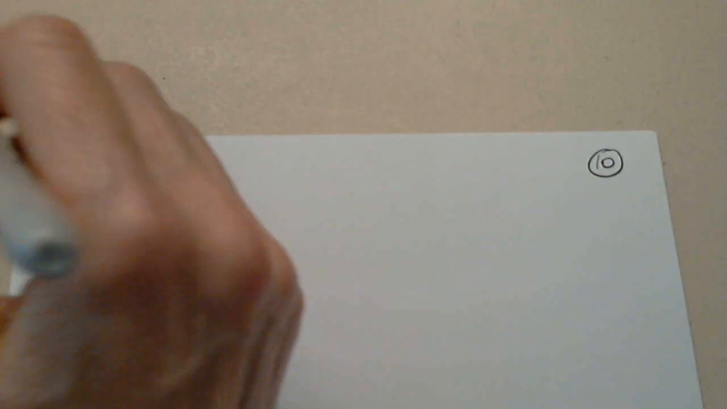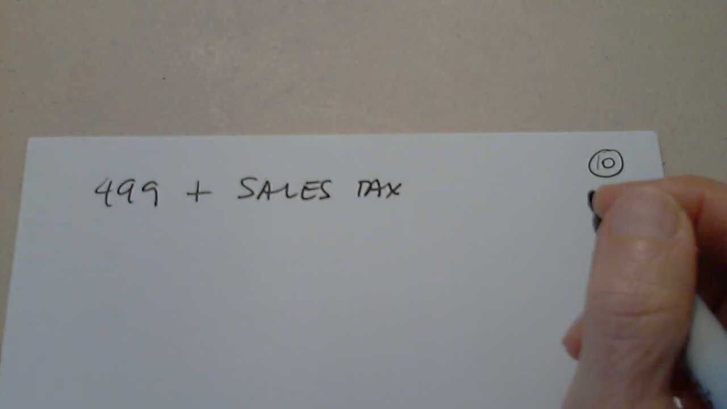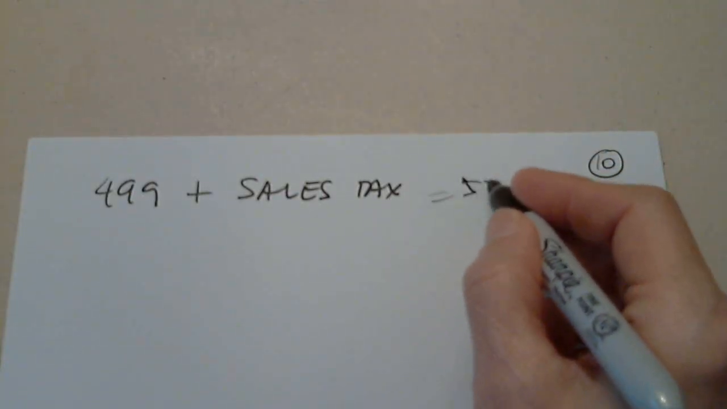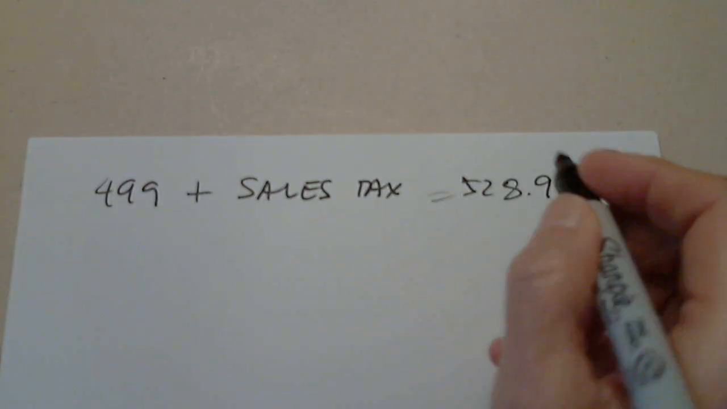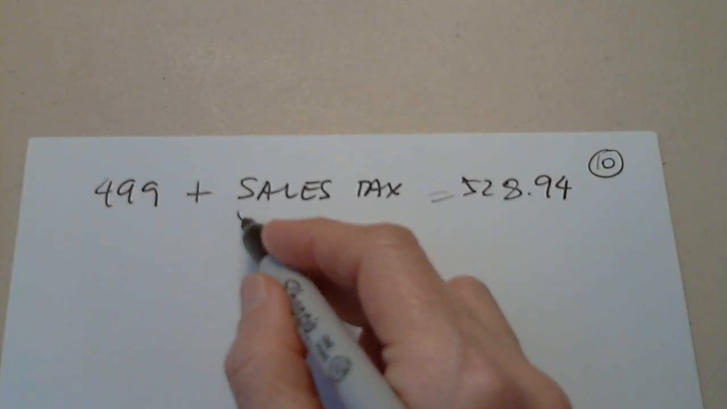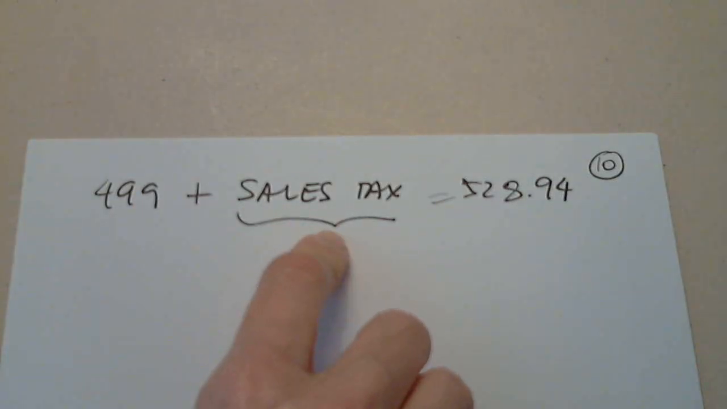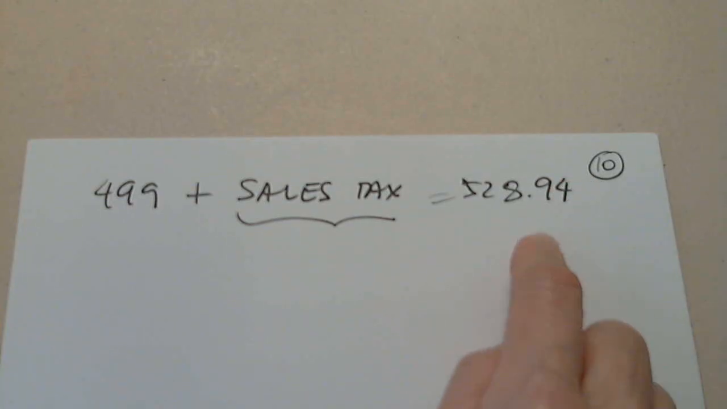Okay, so I'm on page 10. Good. So the purchase price of a new camcorder was $499. And the total cost, including sales tax, was $528.94. What is the sales tax rate? So first, let's find the sales tax. How do I find the sales tax? So the purchase price plus the value added, in other words, the sales tax, and at the cashier we pay $528.94.